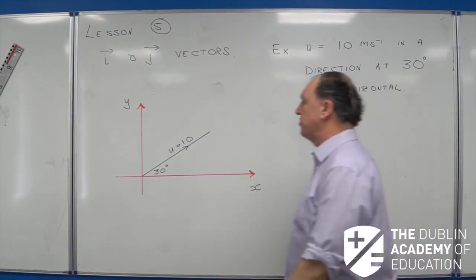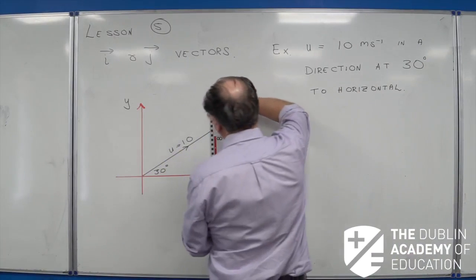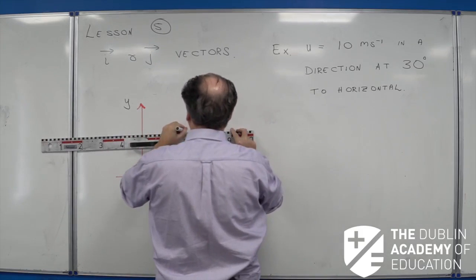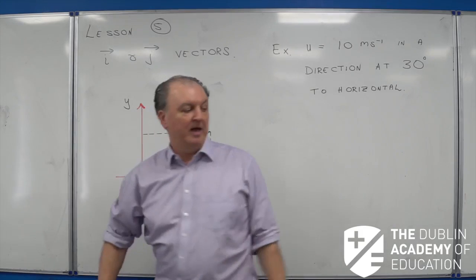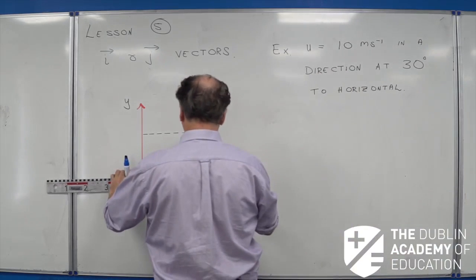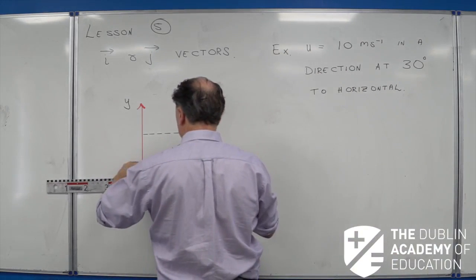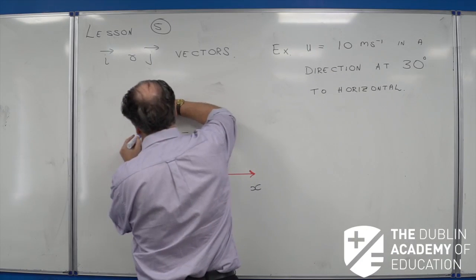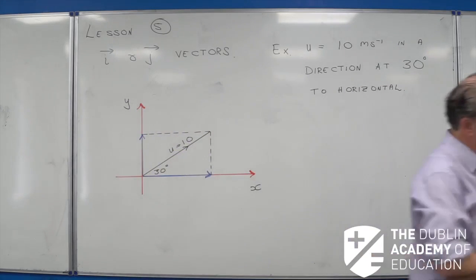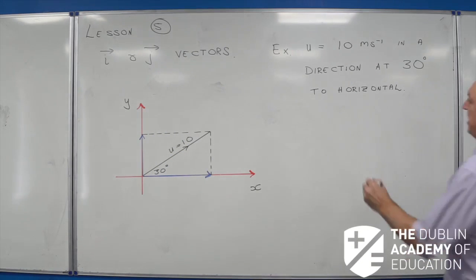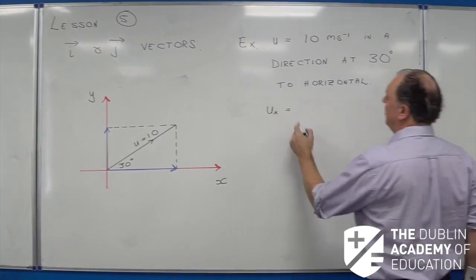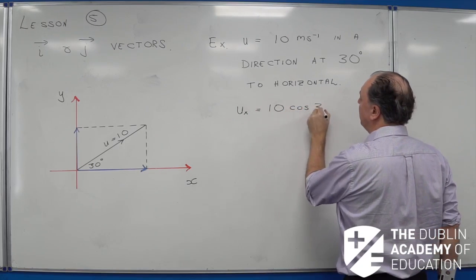Now I'm going to break that up into components. I'm going to break that up into an x component and a y component. So my x component is this component along the x-axis, and my y component along the y-axis. And you know how to get those components. You know what ux is. Ux, the x component, is equal to u cos 30. U is 10, so we're talking about 10 cos 30.